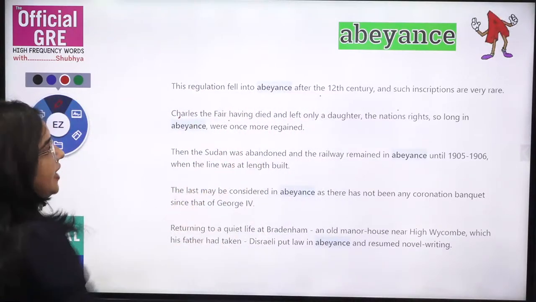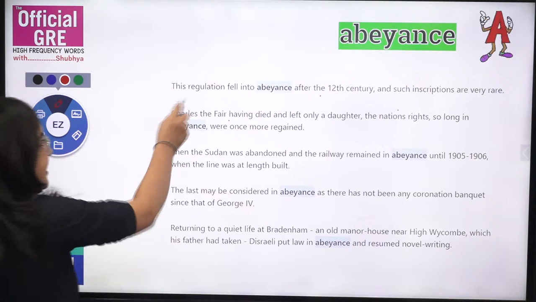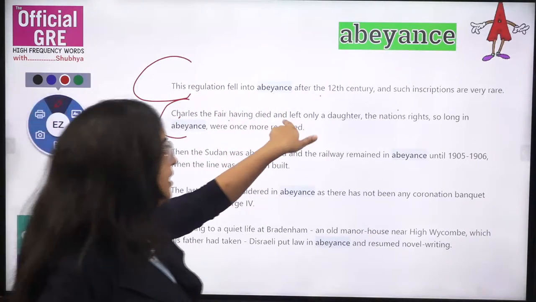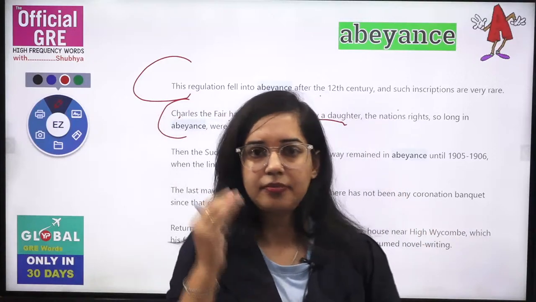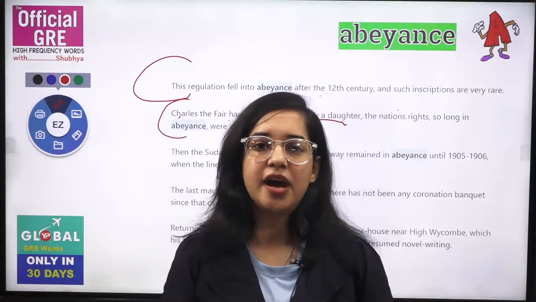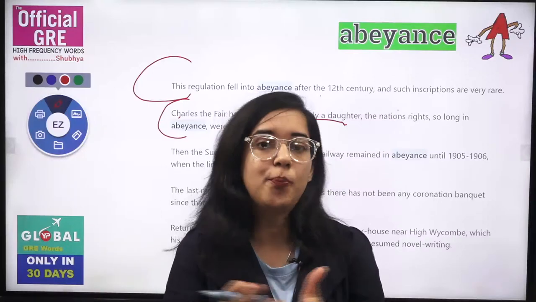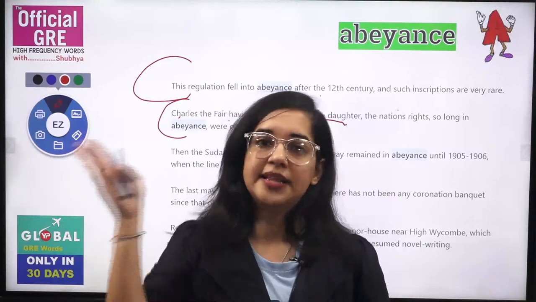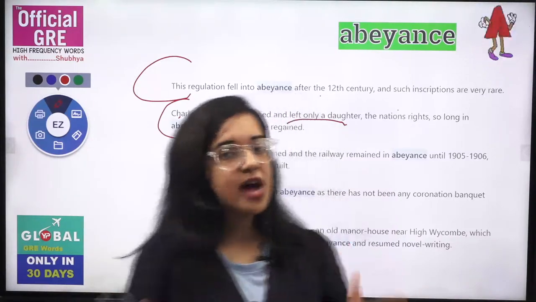Charles's affair having died and left only a daughter, the nation's rights so long in abeyance were once more regained. Now what it actually means is, now Charles's affair, he died and after that he left only the daughter. So many times it happens the person dies, after that the property is there and you cannot get the property at the very time. Some things are put to pause, some things are put at abeyance, so later on those things get revised and then you get the things from your side. So this is how things work.